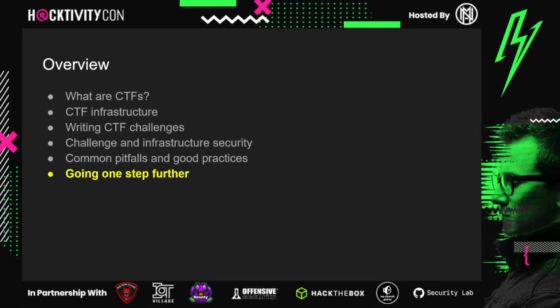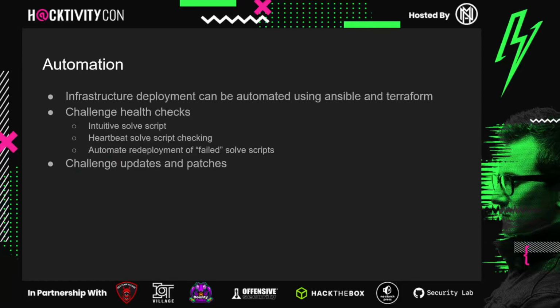All right, so these are some basic concepts about hosting very basic CTFs. However, you can really take this a step further. One of the main ways of taking this a step further is automation. Automate, automate, automate. Your infrastructure deployment can be automated using something like Terraform or Ansible. Use Terraform to provision the virtual machines, and then use Ansible to actually install any of the software you need. Also use Ansible to set up firewall rules and make sure that everything is secure.